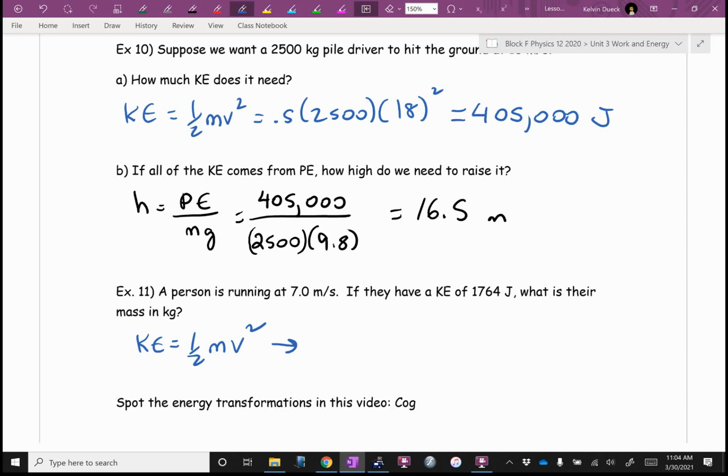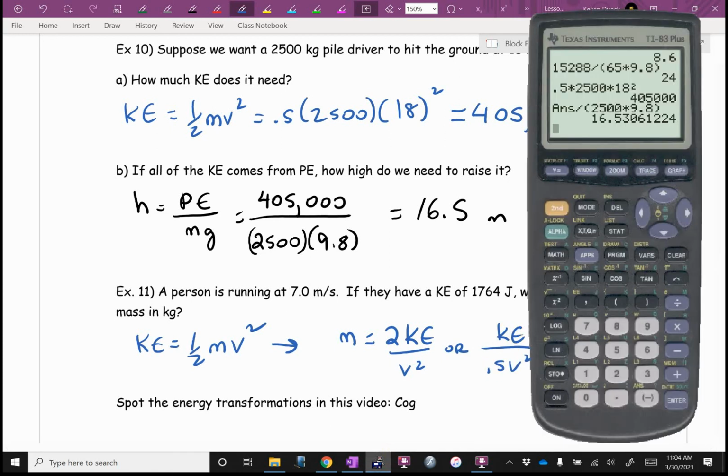You could either divide by 0.5 v squared, and I would give you full credit, or I like to divide by 1, ignore it, and times by 2, because timesing by 2 and dividing by half is the same thing. So yeah, M is 2KE over v squared, or KE over a half v squared. Same equation. Okay, let's crunch that. 2 times 1764 divided by 7 squared. This person, or object person, has a mass of 72 kilos.